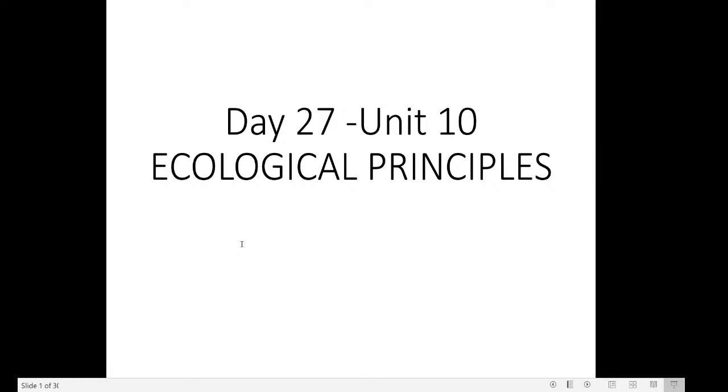I divided unit 10 into two parts because it's a big concept, and each and every step is very important. Yesterday I discussed the remaining session, unit 9 in session 3. In this session we have two important units. The 10th unit is very important. It's ecology based. Some may know about this concept, the ecological principles, competitors, predators.